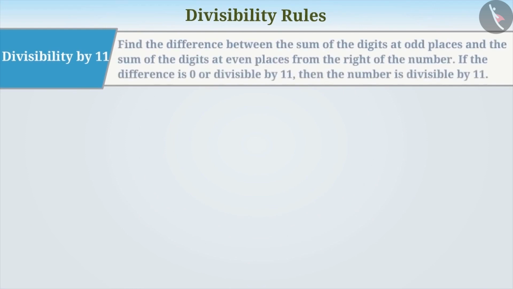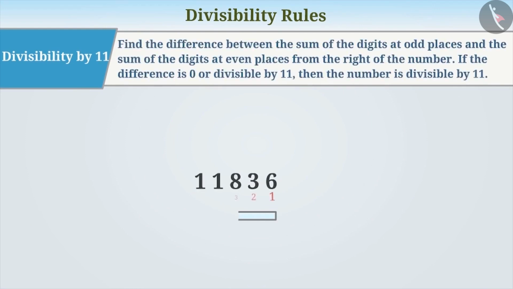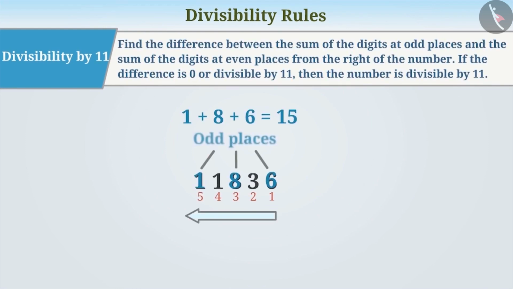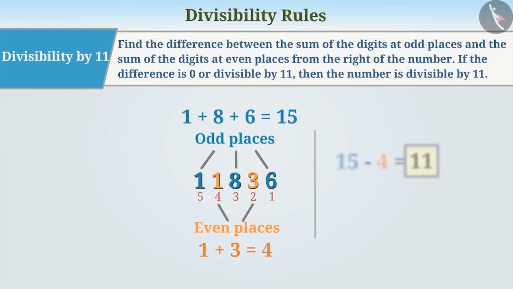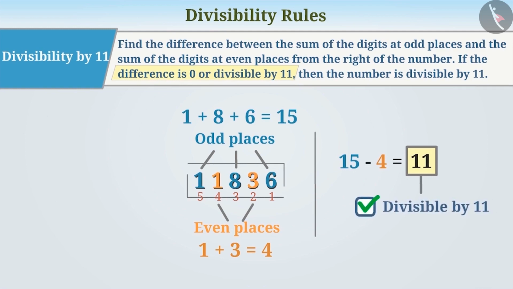Divisibility by 11. Find the difference between the sum of the digits at odd places and the sum of the digits at even places from the right of the number. If the difference is 0 or divisible by 11, then the number is divisible by 11.